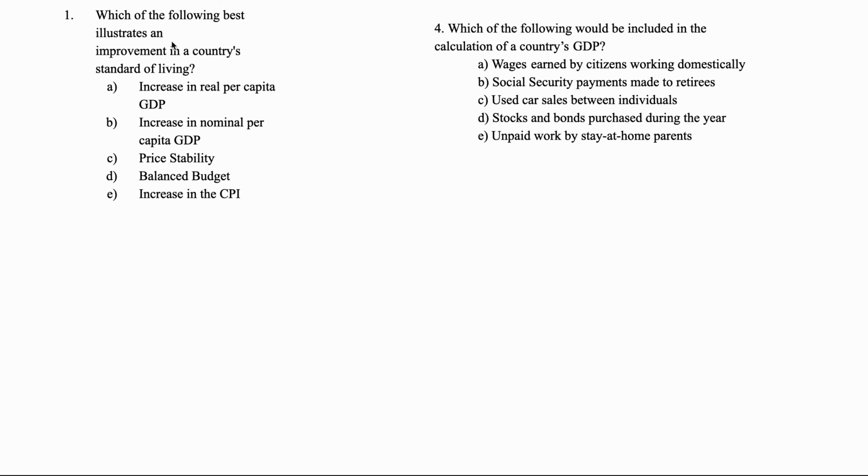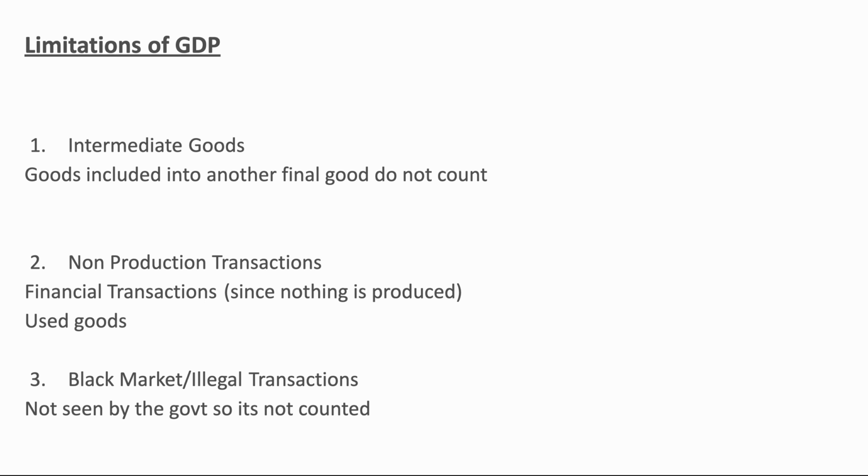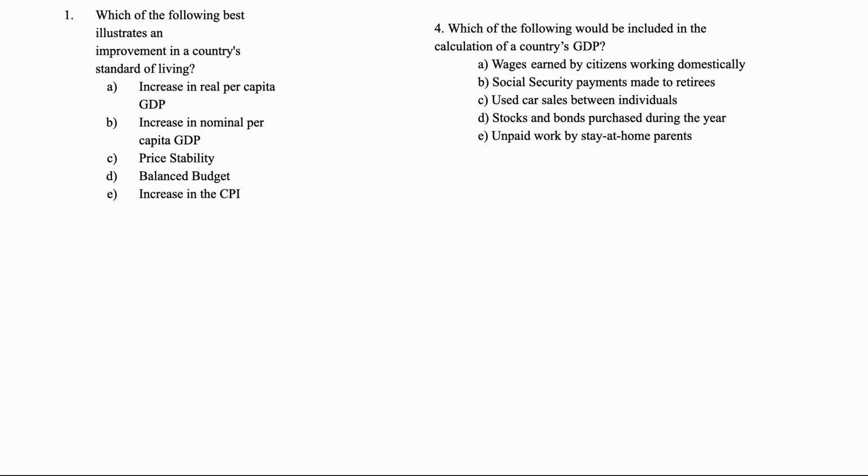Okay, let's go through them. Which of the following best illustrates an improvement in a country's standard of living? Well, you should have gotten A, an increase in real per capita GDP. Now, there's very little difference between A and B. Remember, per capita GDP is basically a general way to measure quality of life in economics. So we already know it's A or B.